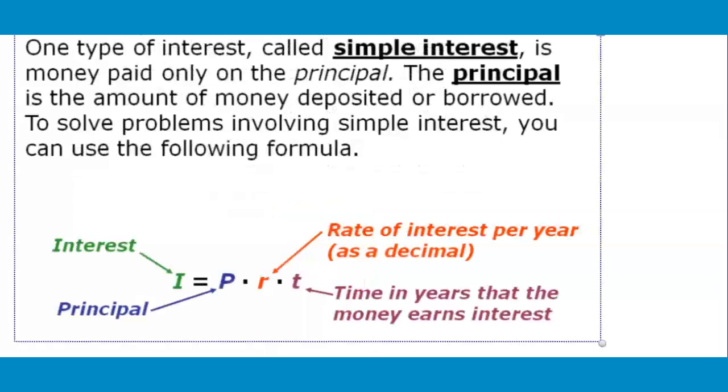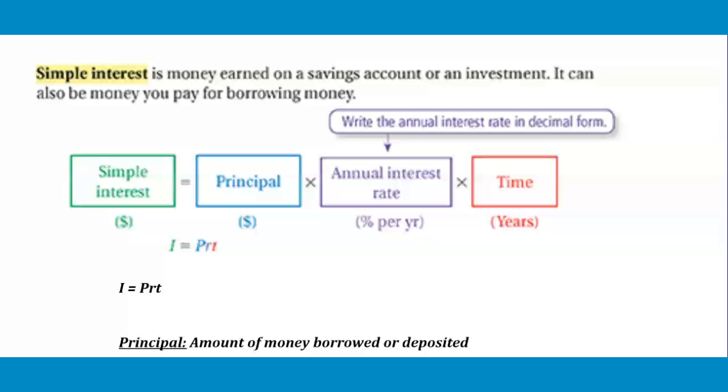This is the money paid only on the principal. Now the principal is the amount of money that you deposit into the bank, or it's the money that you borrowed. So to solve problems, we follow a simple formula, and this formula is written right here. Interest equals the principal times the rate, and the rate is a percentage rate, times time in the number of years. So if we follow the formula each time, these problems are not too difficult. So again, here it is, I equals PRT. Simple interest is the principal times the annual percentage rate, written as a decimal, times the time in years.